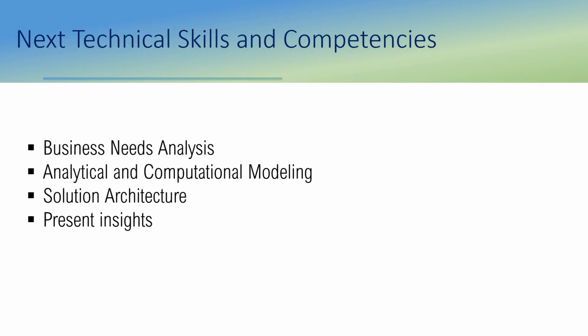In the anomaly detection technical skill and competency, the focus was on understanding the concept of anomaly detection and steps involved in the anomaly detection. So in the subsequent technical skills and competencies, we discuss business needs analysis and identifying machine learning opportunities, creating anomaly detection solution, creating anomaly detection models, train and test models with the data sets, and presenting the insights.